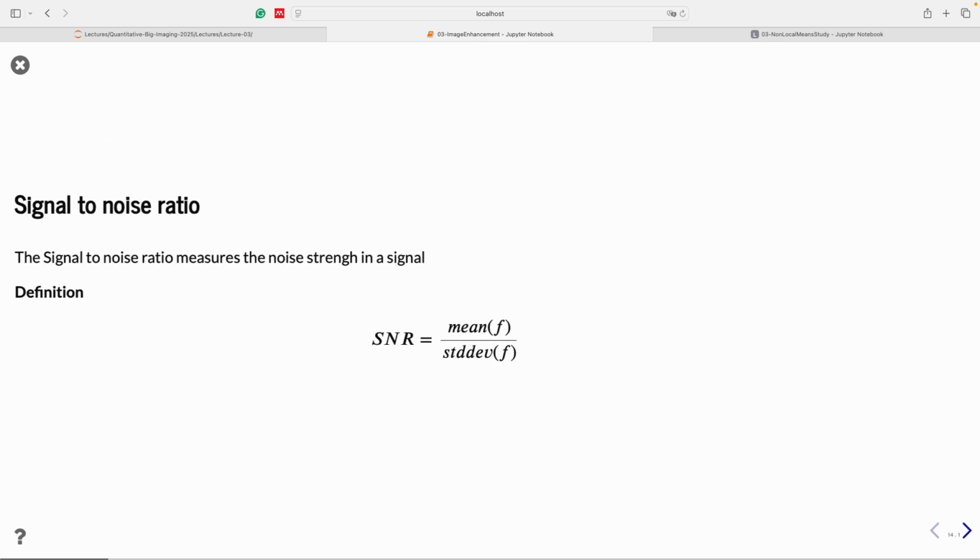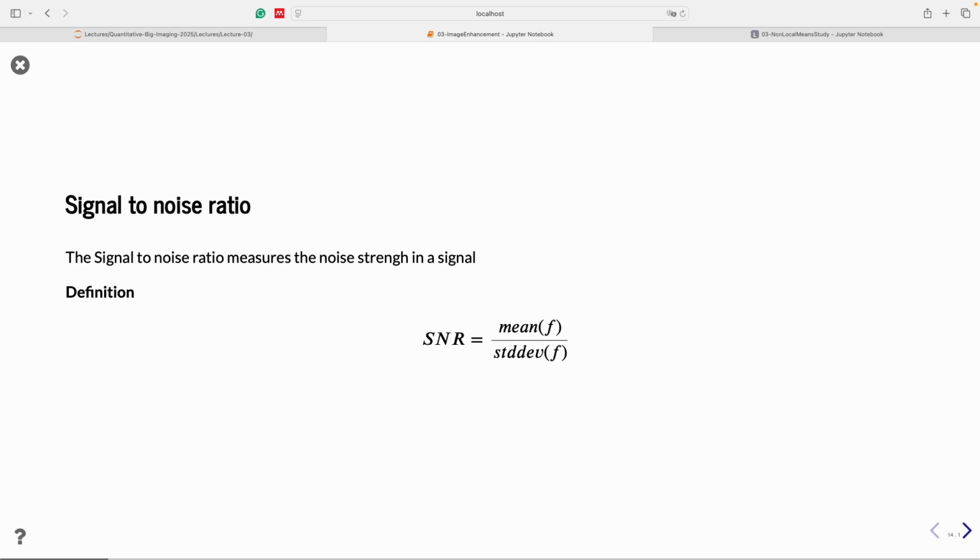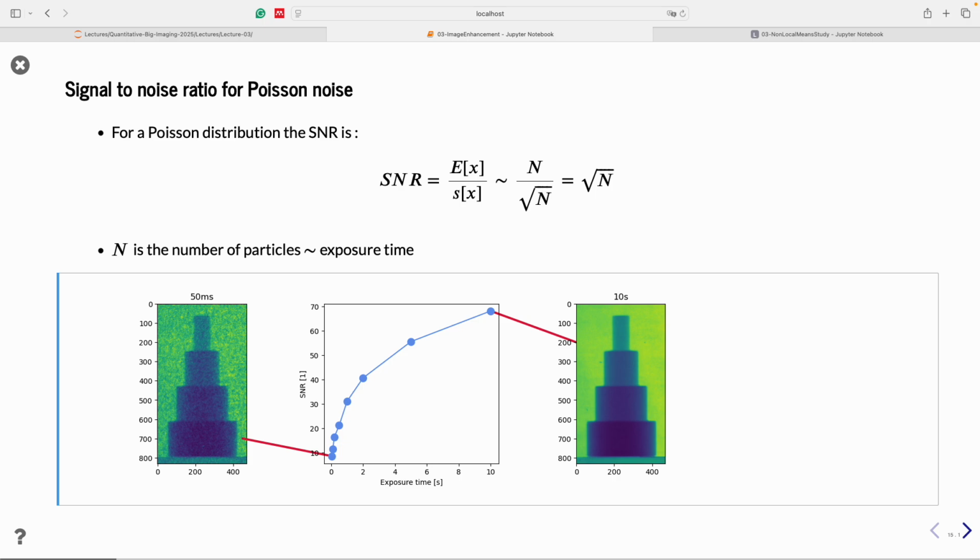Oh, sorry, I didn't complete this one. So the signal-to-noise ratio is in principle the ratio between the signal strength to the variance of, or the standard deviation of the noise. And looking into that, in particular for the Poisson noise model, it's very simple actually. There is a relation, square root of number of photons gives you the signal-to-noise ratio.